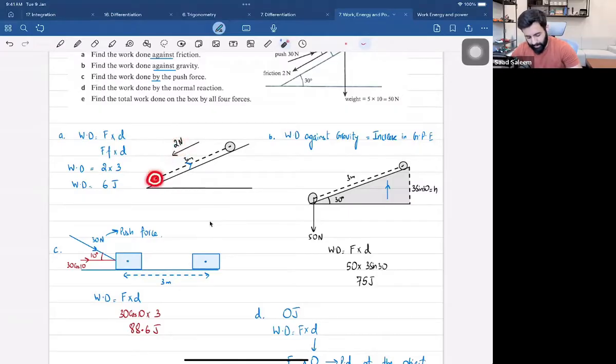Now imagine that the object doesn't move. It stays here. Then if I ask you, what is the work done by the frictional force? What are you going to say? The frictional force is 2 newtons, but the object hasn't moved. So that means in the direction in which we're supposed to find the work done, the object doesn't move. Correct? So the answer would simply be 0. Make sense?